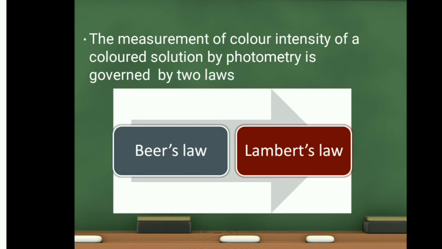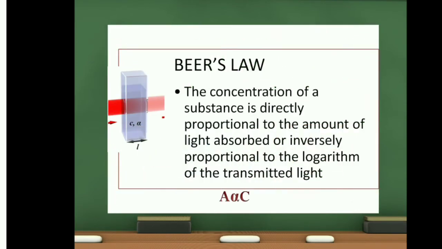The measurement of color intensity of a colored solution by photometer is governed by two laws, that is Beer's law and Lambert's law. First we will discuss Beer's law. The concentration of a substance is directly proportional to the amount of light absorbed, or inversely proportional to the logarithm of the transmitted light. That is, A is directly proportional to C.